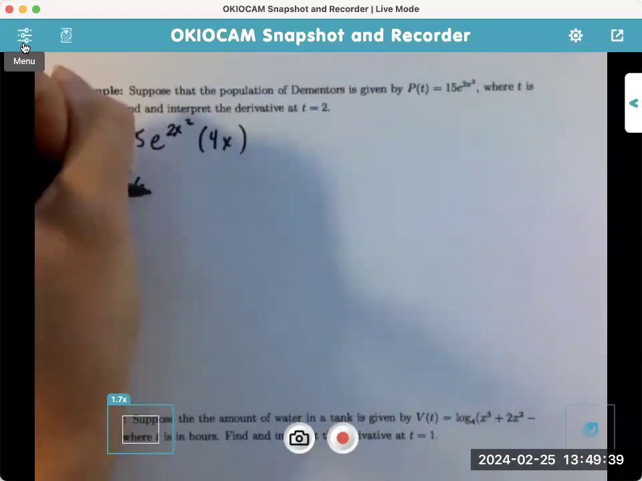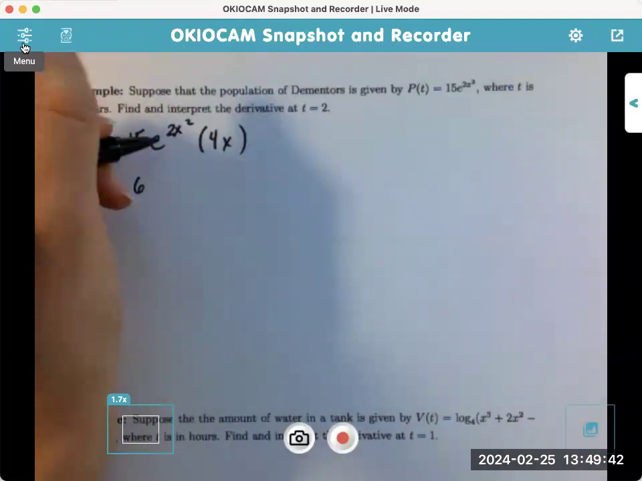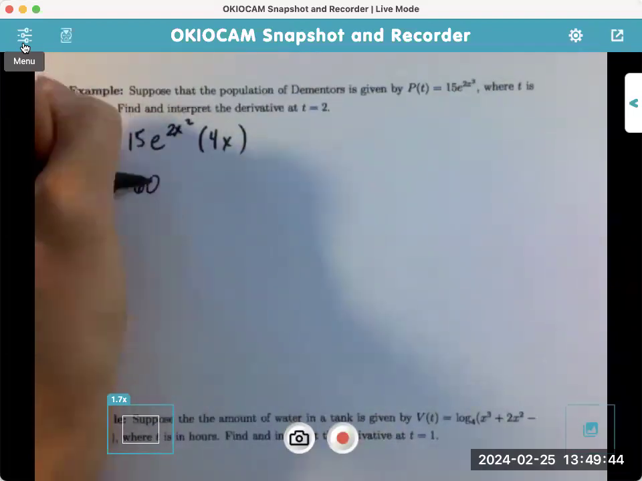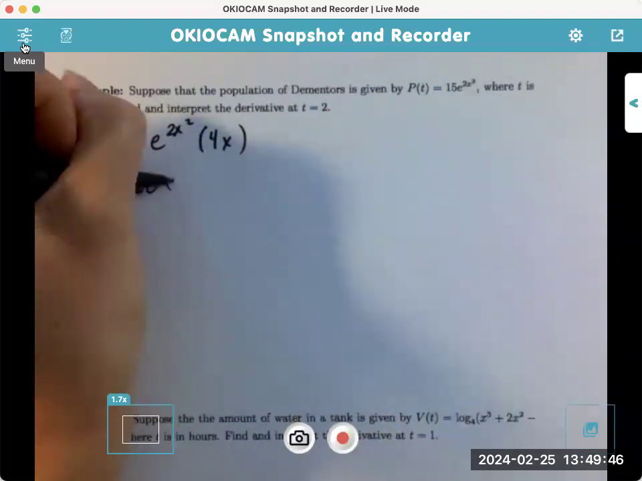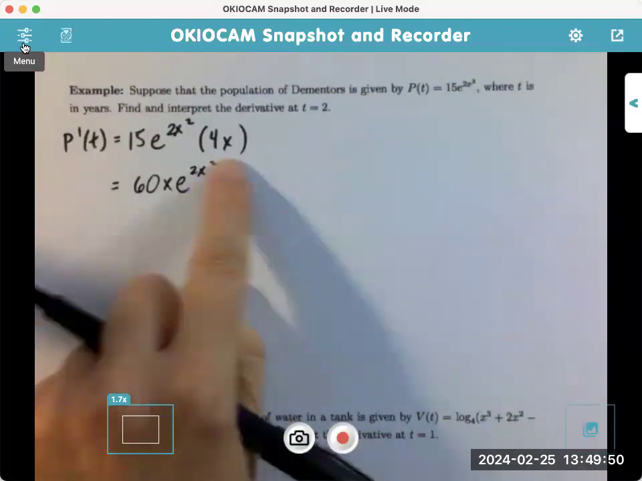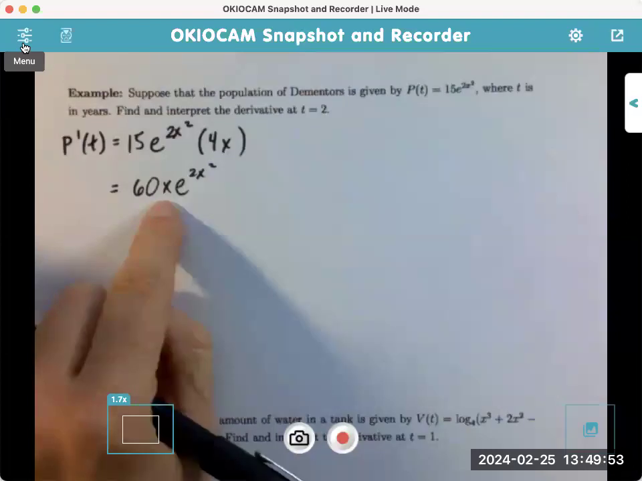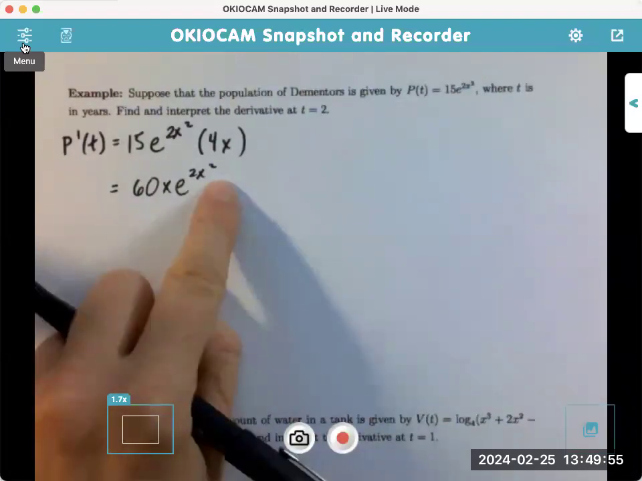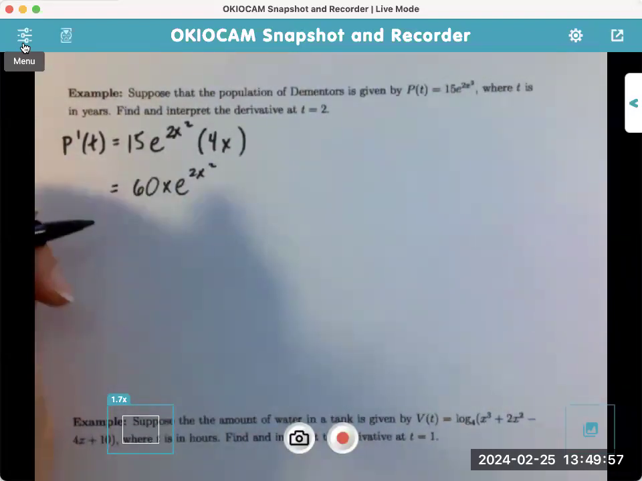Always think of a clock, right? Every 15 minutes, and then 15 minutes is 60 minutes. I don't know, that's just how my brain works. Do it if you want. So 2x squared, the x I just popped up in front, so 60x times e to the 2x squared. So that is our derivative.